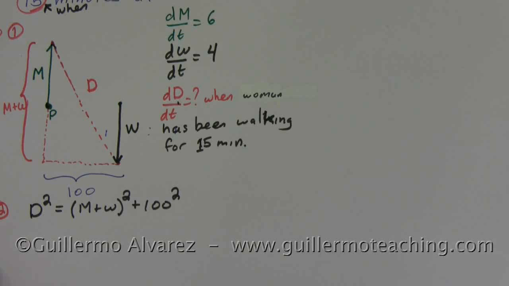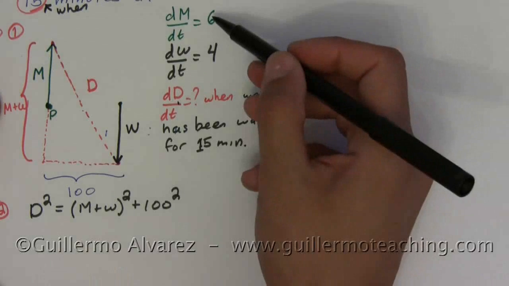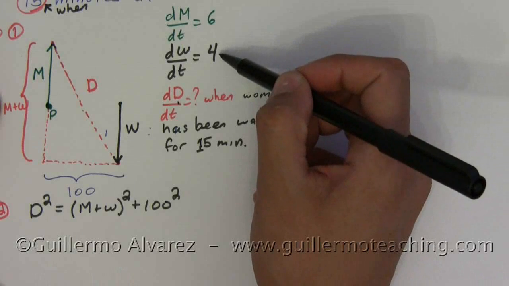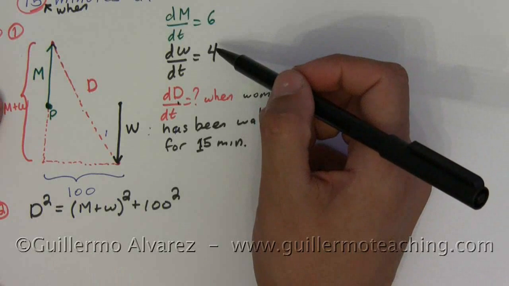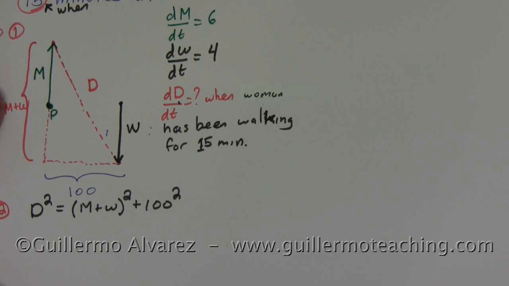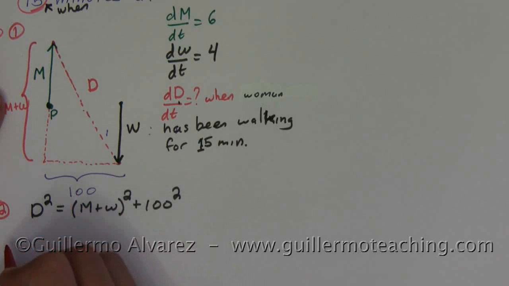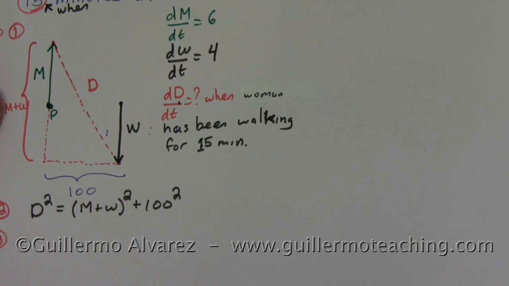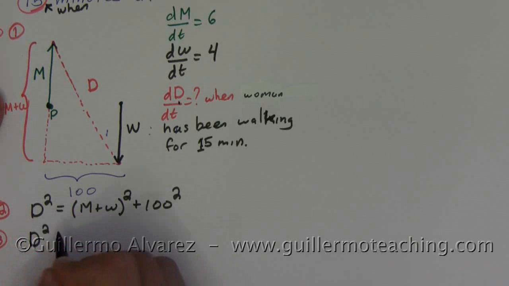Okay, and well, let's take a look to see if I have all my information. Well, 100 is constant, so I don't worry about that. M and W, I don't have M and W specifically, but I do know how fast they're going, so I could find them. So why don't I get the derivative of both sides? And so I'm going to rewrite my equation.